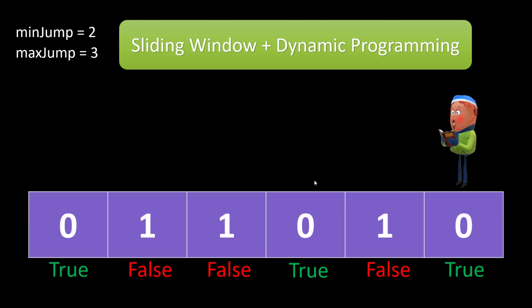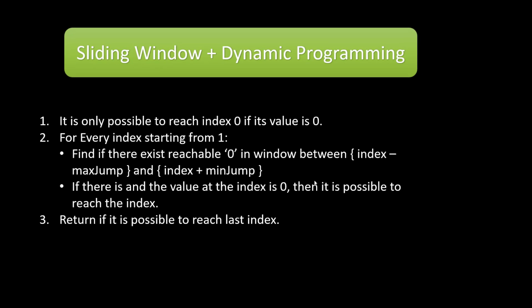Sliding window, with the window that we used, which slides with every current index, and dynamic programming because we are storing the intermediate results. Every true or false represents whether we are able to reach that particular index starting from 0, following the conditions given to us by the problem. So what are the basic steps that we took during the course of solving this particular problem? We see that it is only possible to reach index 0 if its value is 0.